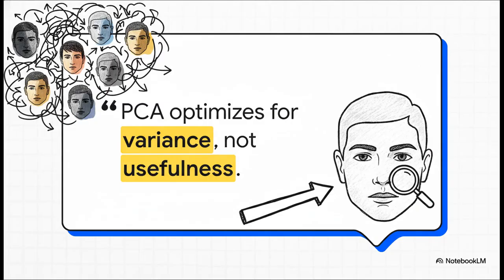This is probably the single most important thing to remember about PCA. It optimizes for variance, not for usefulness. It's programmed to find where the numbers change the most, but it has no clue if that change is actually useful for what you're trying to do. You know, the biggest change in your dataset might be the lighting conditions, when all you really care about is figuring out who is in the photo.